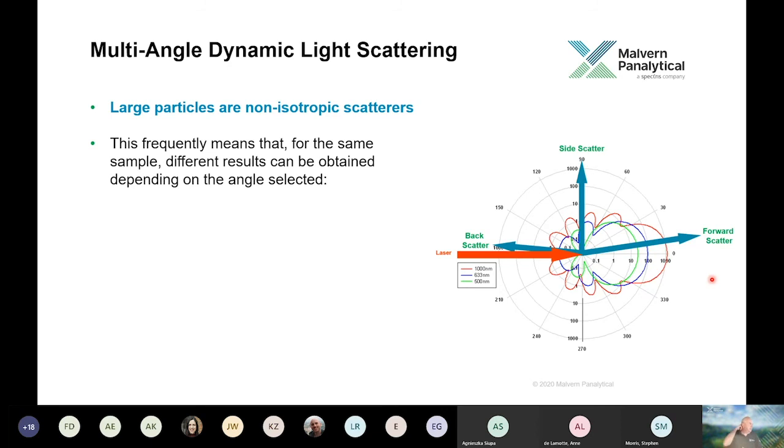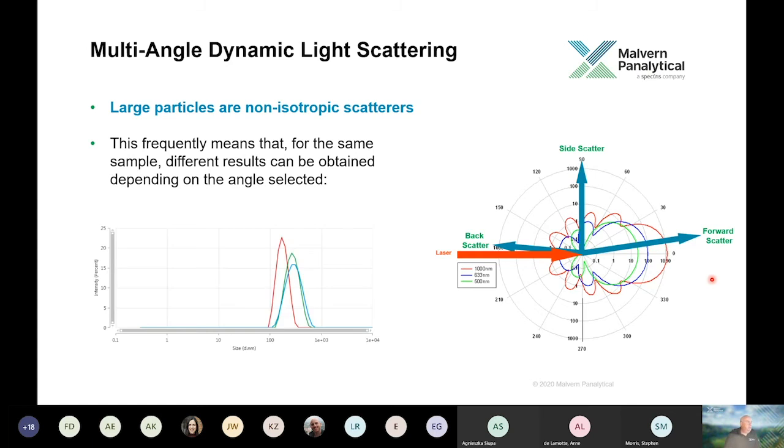Now, as a practical example, if we had a sample containing quite a wide range of sizes, and some sizes in there are non-isotropically scattering, there might be aggregates, for instance, and we look at the results we get at the 3 different angles, you can see that we get 3 different results for the same sample. Now, of course, this begs the question, well, which one of these is correct? And the answer to that question is, well, they're all correct.